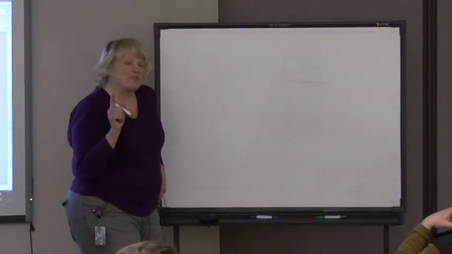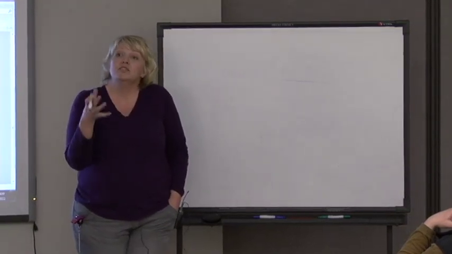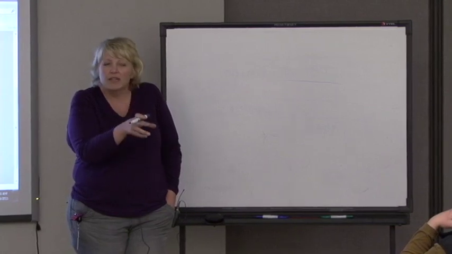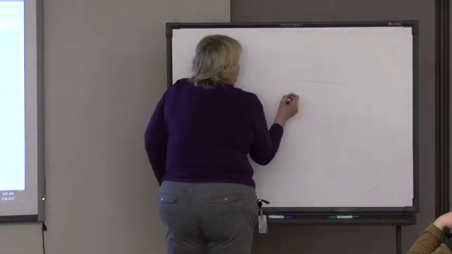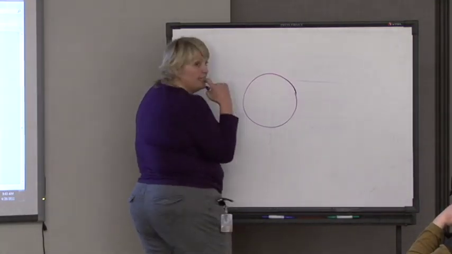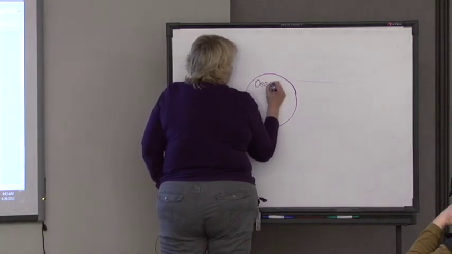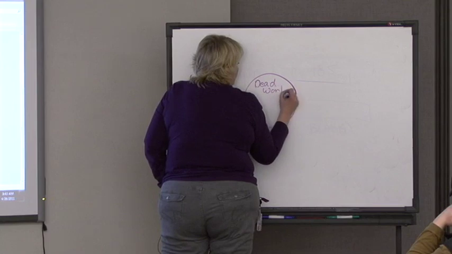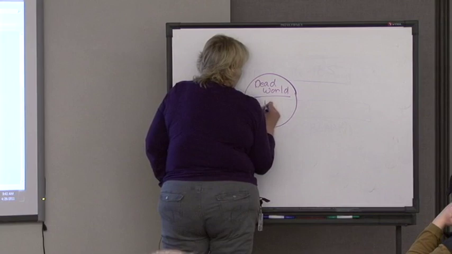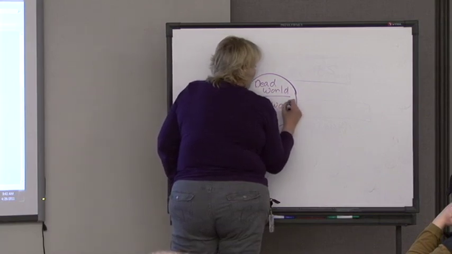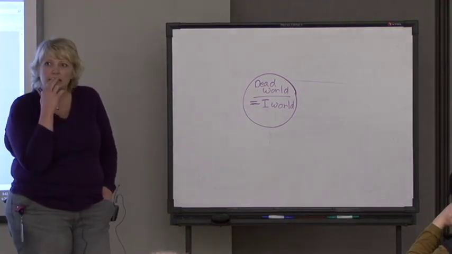Okay, so this is the way that I do mind maps. Everybody does mind maps differently. This is you translating the picture in your mind of how this information relates to each other. So in the very middle, what you normally do is put your idea, okay? So I'm going to put dead world, and then I might say equals I world. So I'm not going to write out the whole thing. I'm just going to put a couple of key concepts there, okay?